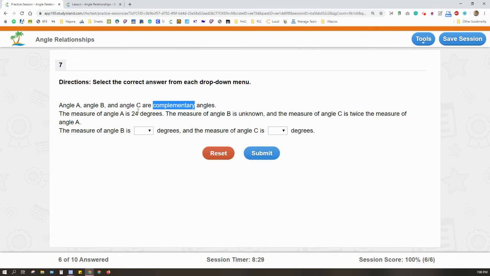So the measure of angle A is 24 degrees. The measure of angle B is unknown. Okay, well, we'll just call that X. And the measure of angle C is twice the measure of angle A. Well, what's twice the measure of angle A? 48. So all we have to do is write that down in an equation, and we're ready to go.